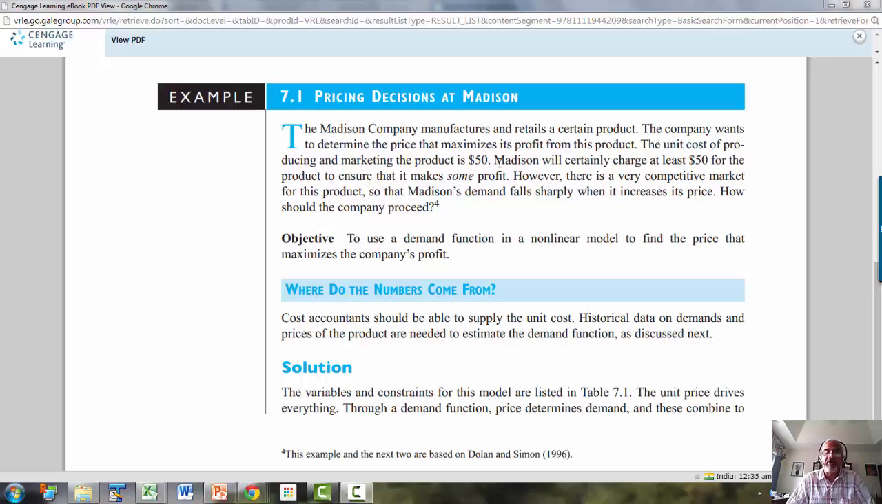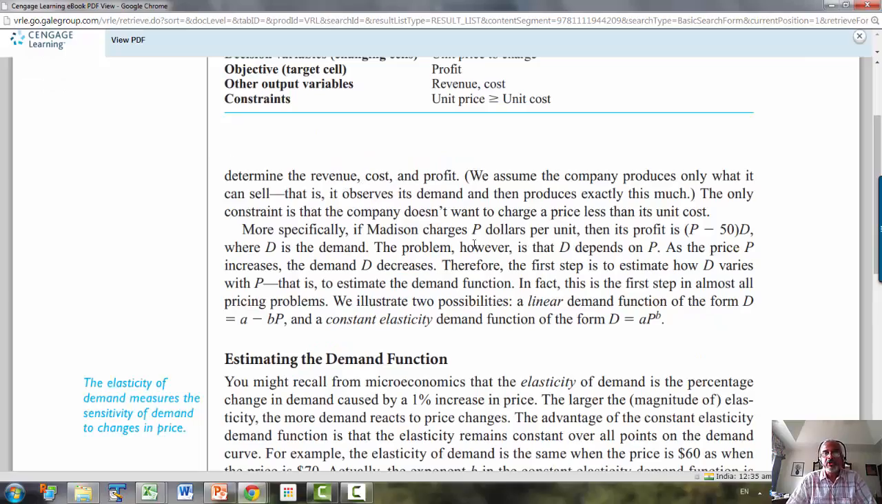First, let's look at the profit function. If P is the price that Madison wants to charge, then with 50 being the cost of manufacturing the product, P minus 50 will be the profit per unit. The total profit is then how many units we can sell, which is the demand. So (P minus 50) times D will give you the profit. As I said, the problem is that P and D are related. The value of D is determined by the price we charge.